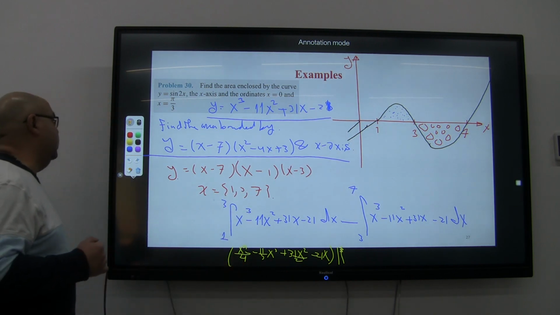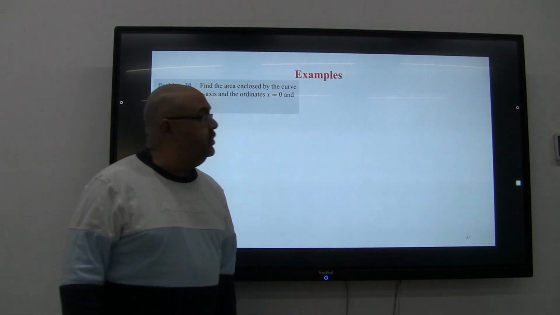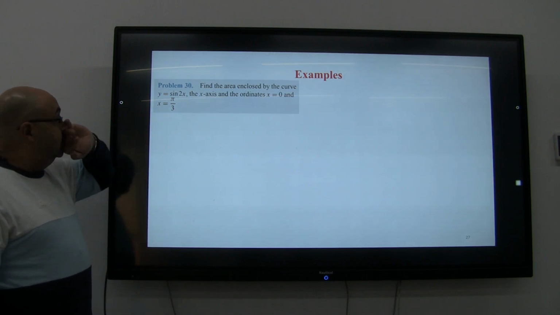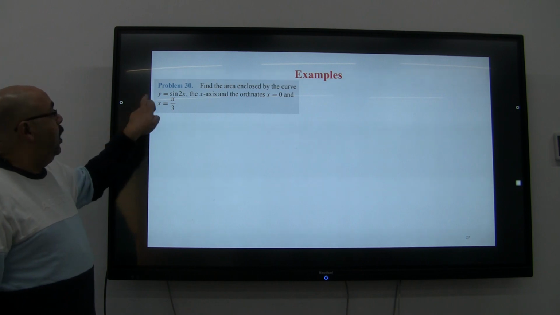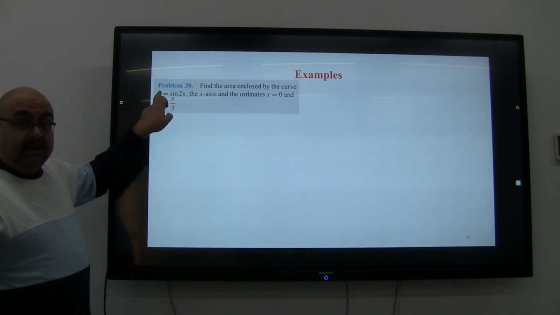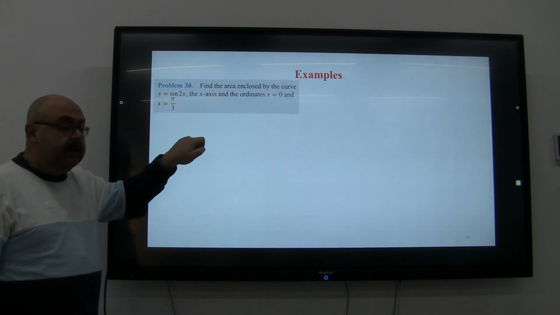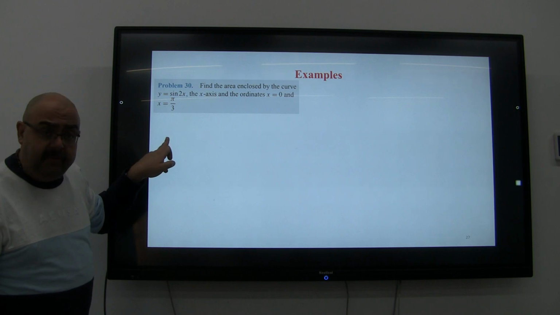And it will be very easy for you to just try to sketch these functions. Okay, for this one, he is asking you to find the area enclosed by the curve y equals sine 2x and the x-axis. The coordinates will run from 0 up to pi over 3.